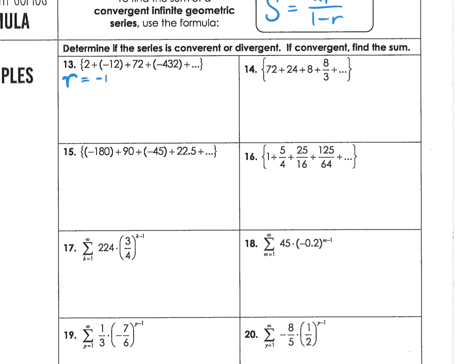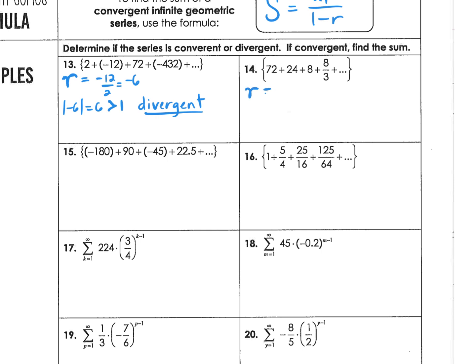Yep. Negative 12 divided by 2 is negative 6. So we take the absolute value of negative 6 and we get 6. And we say that is bigger or smaller than 1? Bigger. So this guy is divergent. We stop here. There is no sum. It's divergent. There is no sum. However, let's look at 14.